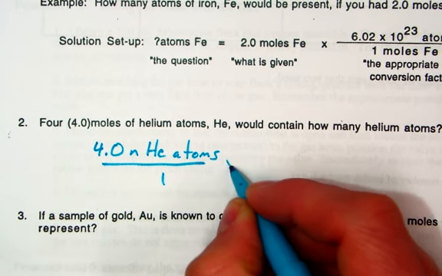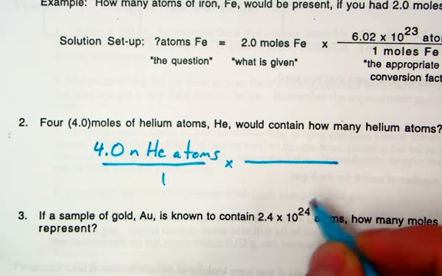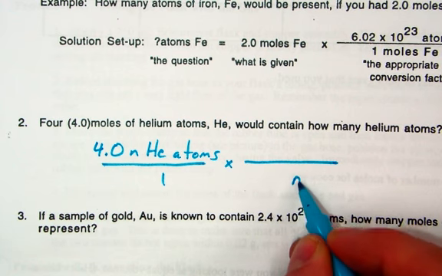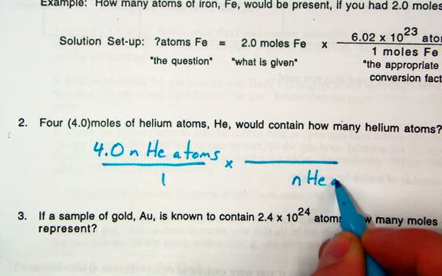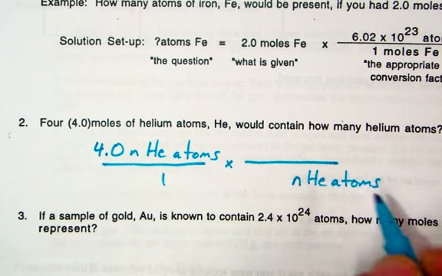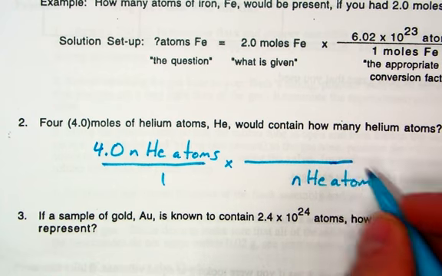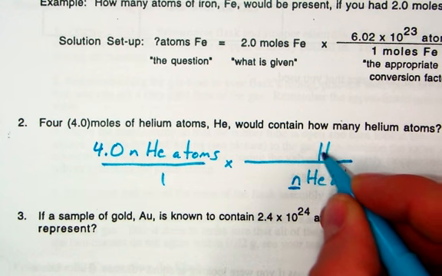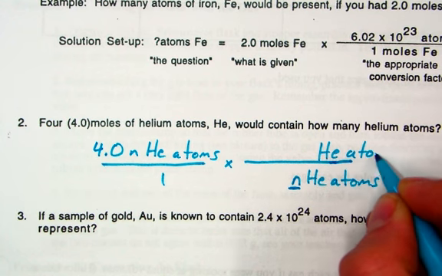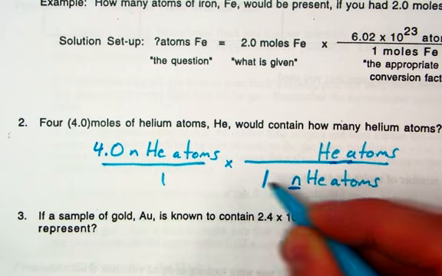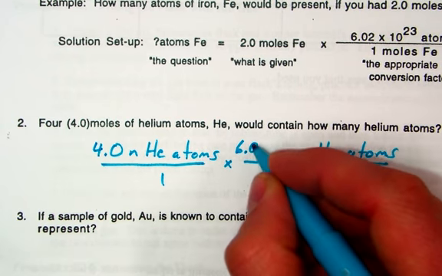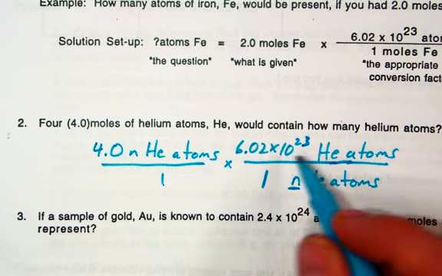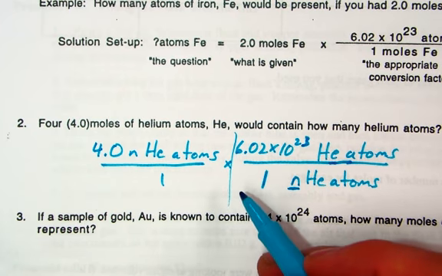And you remember you put another bar. And then what units go down here? Moles of helium atoms. Now instead of moles, we want just number of helium atoms at the top. We know that 1 mole would be 6.02 times 10 to the 23rd helium atoms. That's our known quantity. So that's going right here.